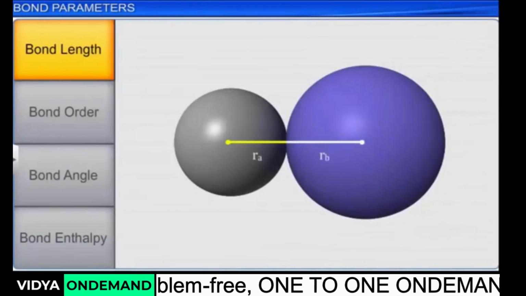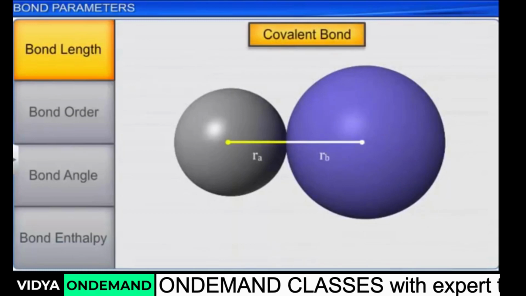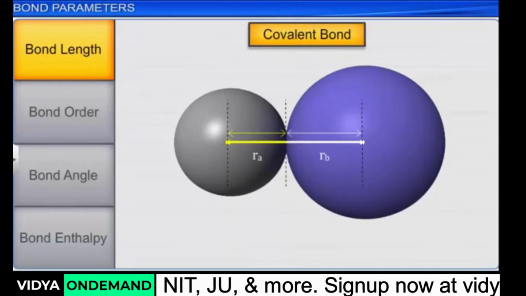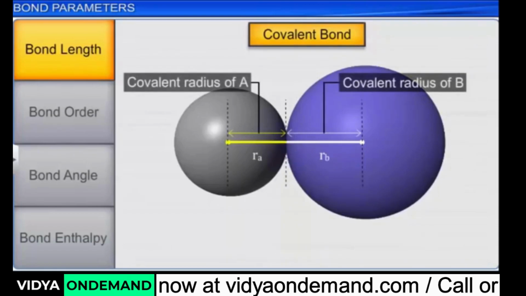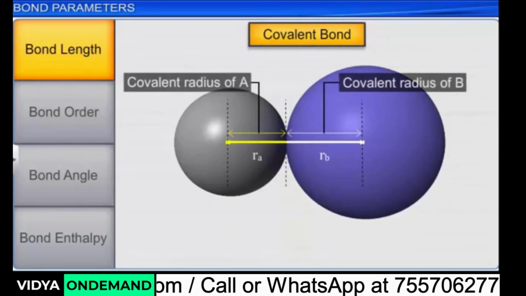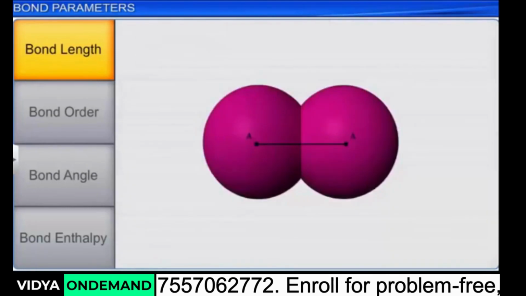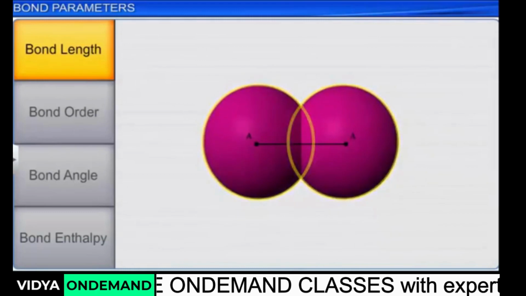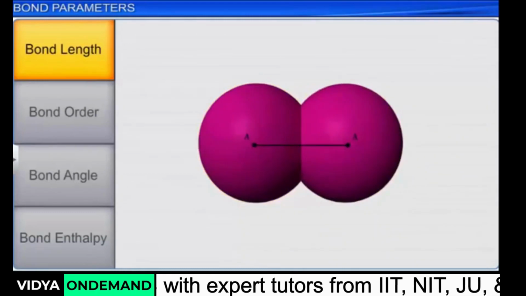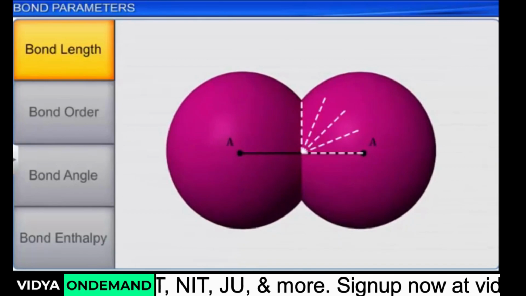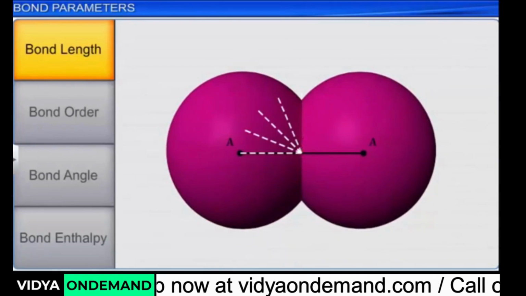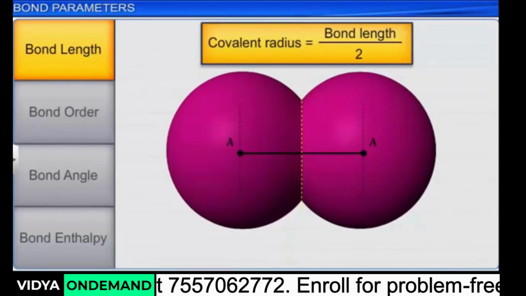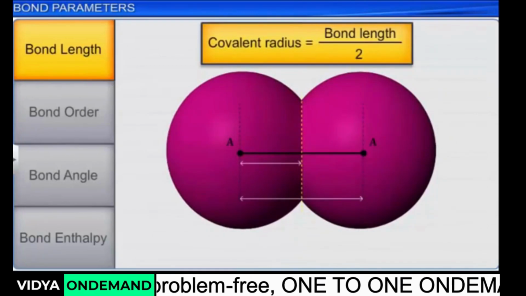In a covalent bond, the radius of each atom forming the bond is called the covalent radius of the atom. In a molecule containing similar atoms, the size of the atoms is the same. Hence, their radii will be the same. In such cases, the covalent radius is half the internuclear distance between the bonded atoms.